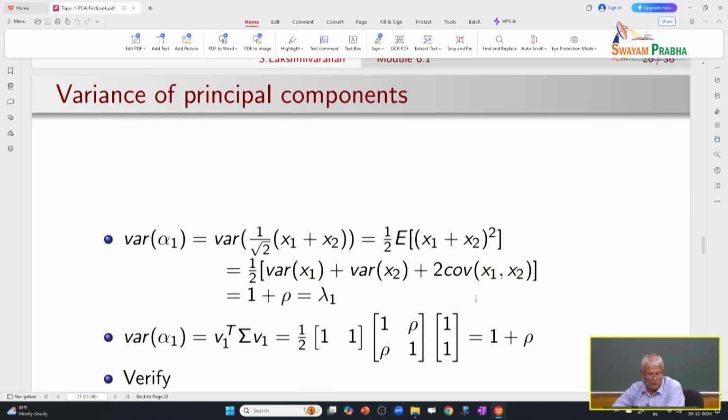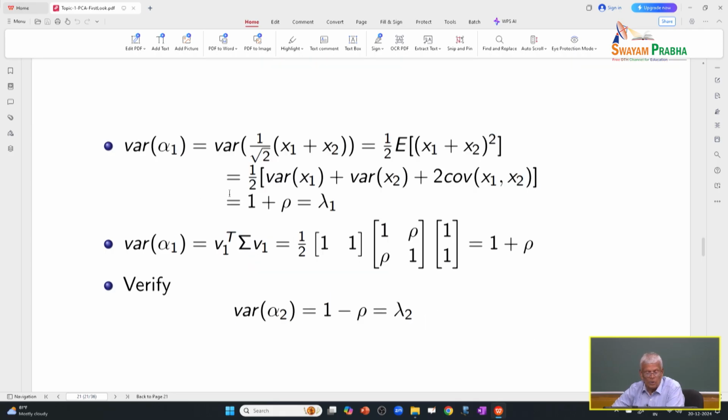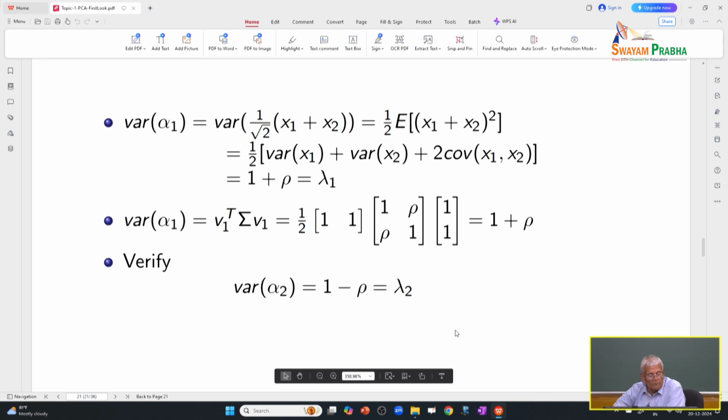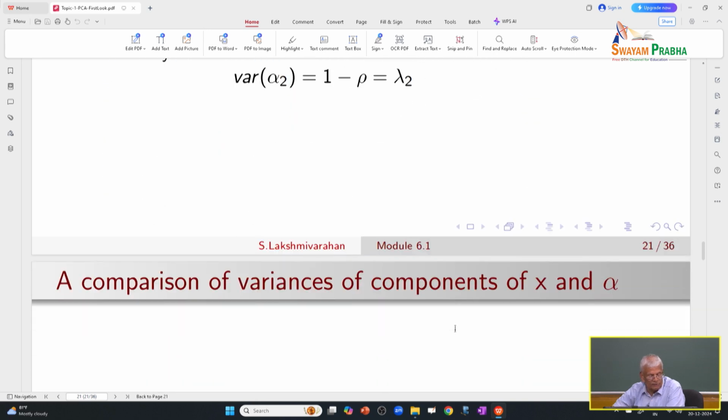The variance of the principal component, the variance of alpha 1, is the variance of 1 over square root of 2 (x1 plus x2), which is equal to 1 over 2 times the expected value of (x1 plus x2) whole square, which when you evaluate it becomes lambda 1. Variance 1 plus rho is lambda 1, so this is essentially another way of looking at it. So verified, variance of alpha 2 is 1 minus rho, which is lambda 2. Using this simple example, you should be able to verify the entire theory that we have talked about.